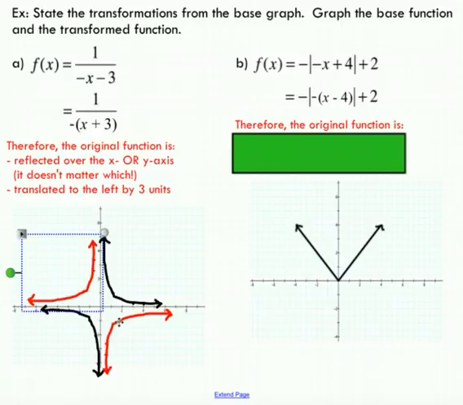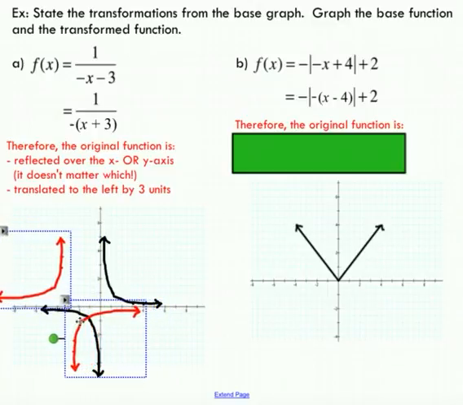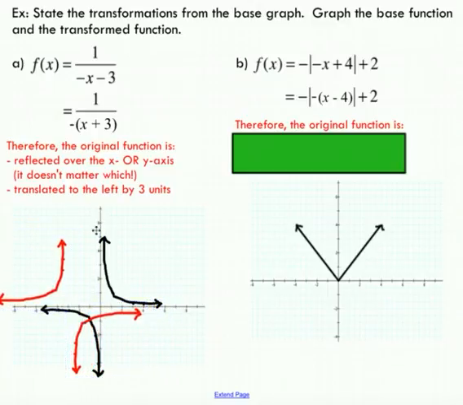Once I perform that reflection, I can now shift to the left by 3 units. So this is going to be very approximate, but I'm going to be approximately here. Okay, so I've taken that vertical asymptote, remember that word, where the function is not defined, and I've shifted it to the left by 3 units. So this would be a reflected and translated graph.